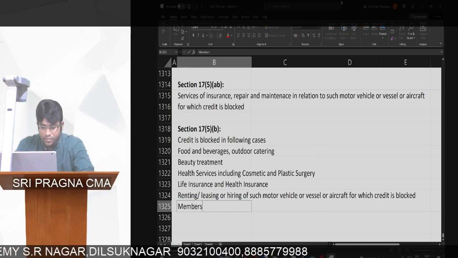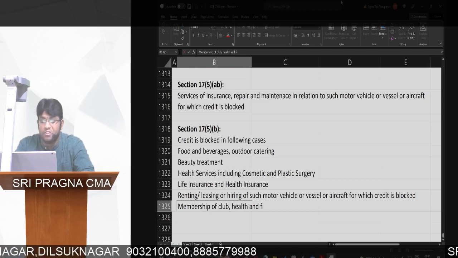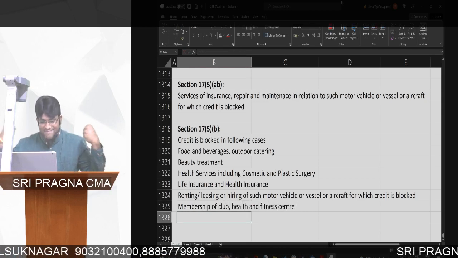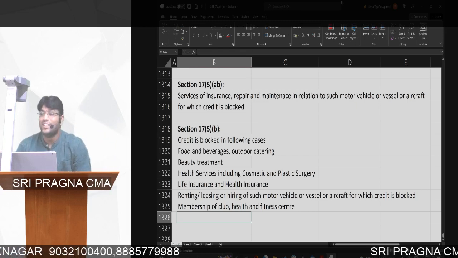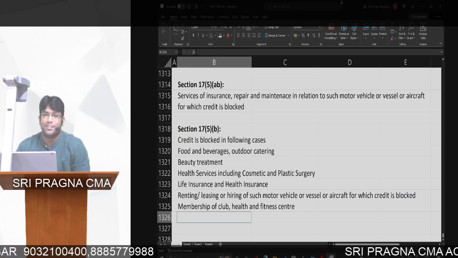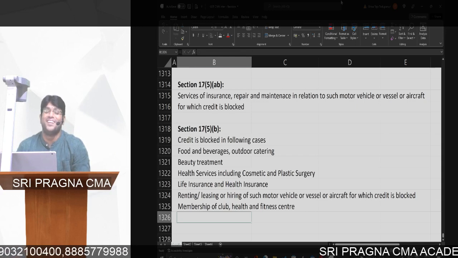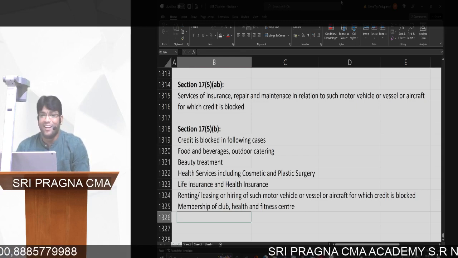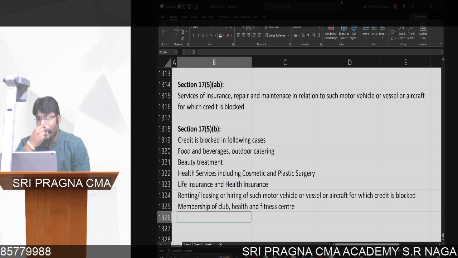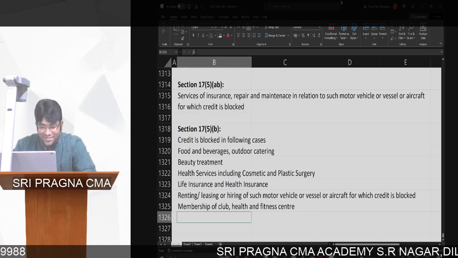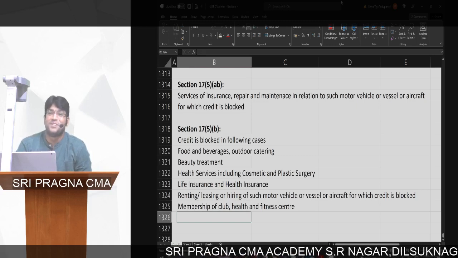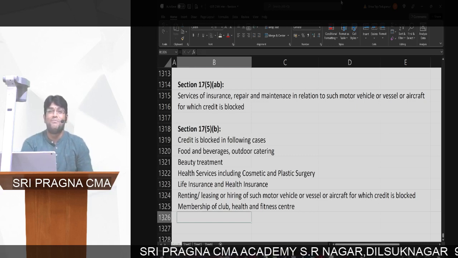Then, membership of club, health and fitness center. Shivateja one day decided to join the gym daily morning, six-pack. How can you decide, sir? Not possible. We'll make it possible. Anything is possible. We'll meet after one year. Next point. Membership of club, health and fitness center. If you stop bonda, it is possible.